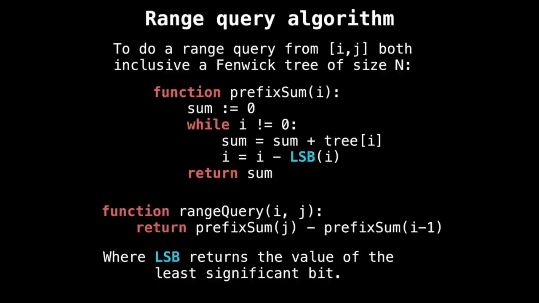We start at i, and while i is not equal to 0, we're going to sum up the values in our Fenwick tree, and we're going to remove the value of the least significant bit. We keep doing this until our value is 0, and then we can return the sum. So the range query is just a difference between those prefix sums. Really neat little algorithm.